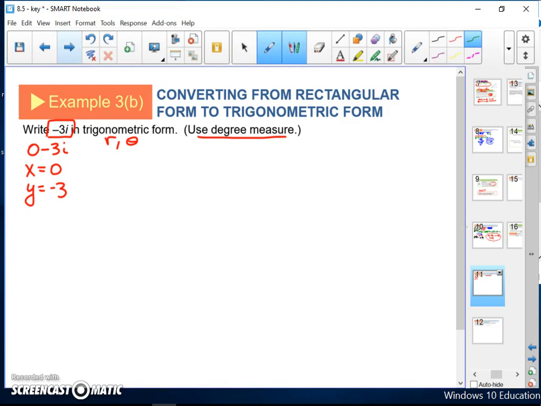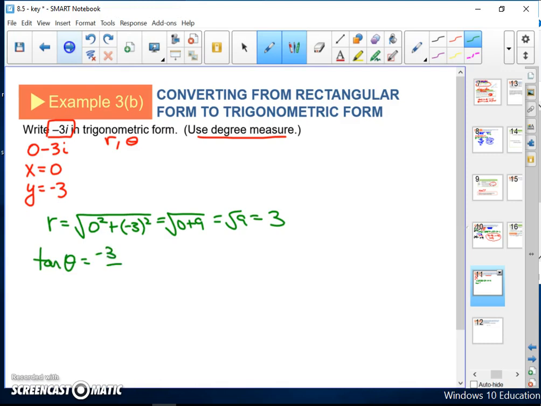Okay? You got an x coordinate of 0, you got a y coordinate of negative 3. If we want trig form or polar form, we want magnitude and direction. So let's find the magnitude. Square root of x squared plus y squared. Square root of 0 plus 9, that's square root of 9, that's 3. Okay? So I've got a magnitude of 3 there. And then we want to look at the angle. So tangent theta equals y over x. Notice that's undefined.